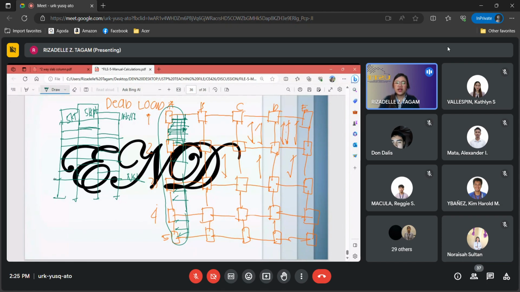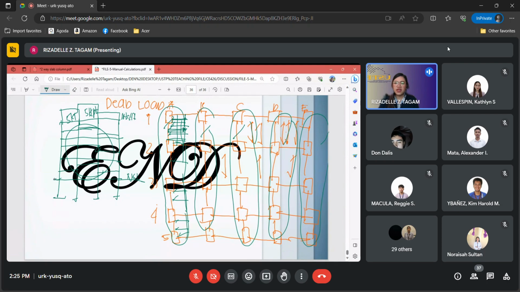Do the dead load first. Don't do the live load yet. After this frame comes this other frame. This frame is from the ground floor to the roof deck. After you finish this, proceed to Frame D, then Frame E.